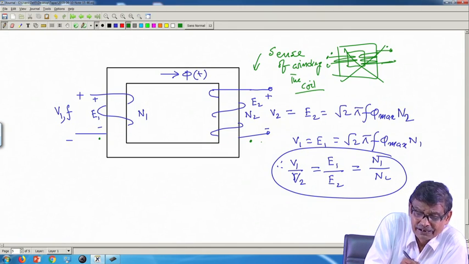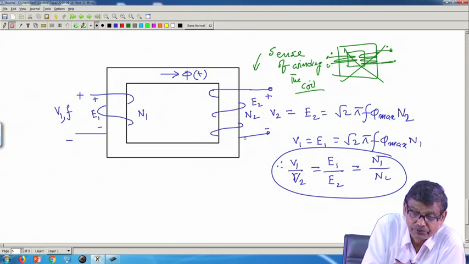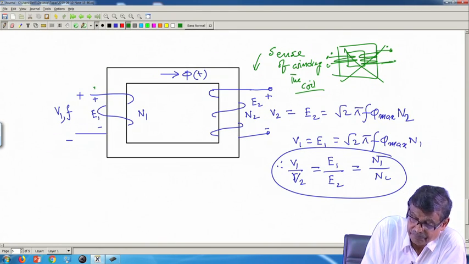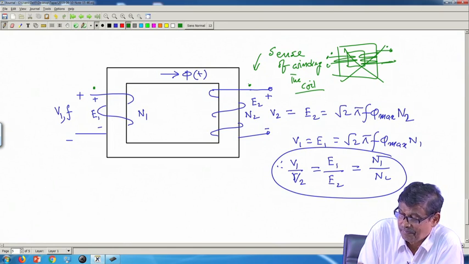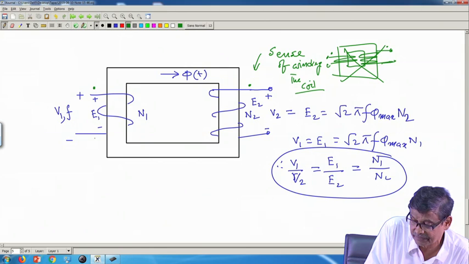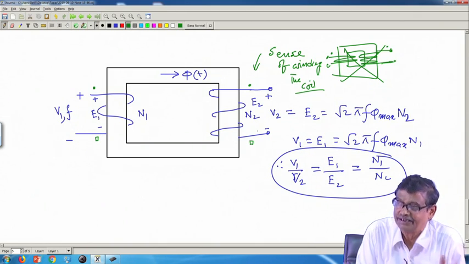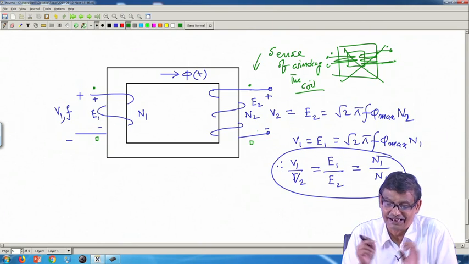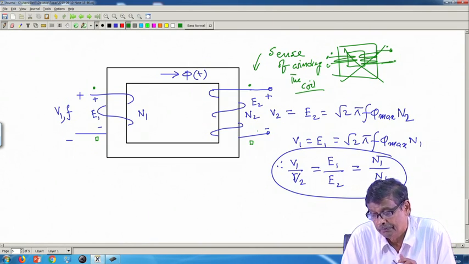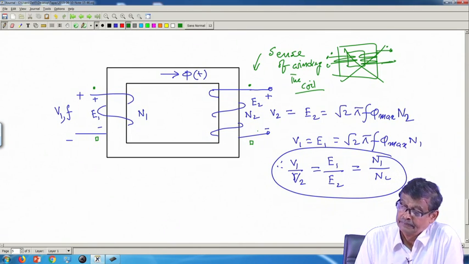In other words, there is no point in showing so many dots. It is understood that wherever you have shown dots, that is good enough. The other two terminals are also like terminals. You can put some square brackets to indicate that. They are like terminals. Whenever this is plus, this will be plus. Whenever this is minus, this will be minus, and so on.